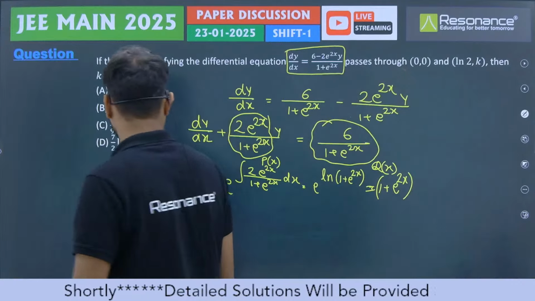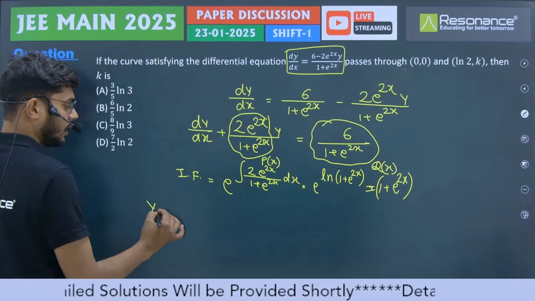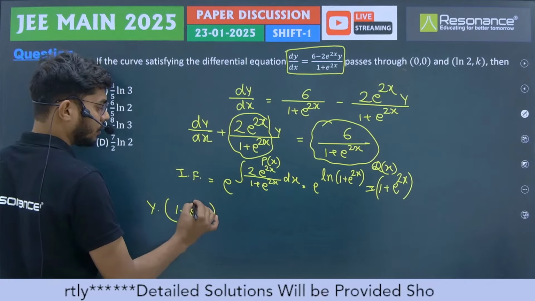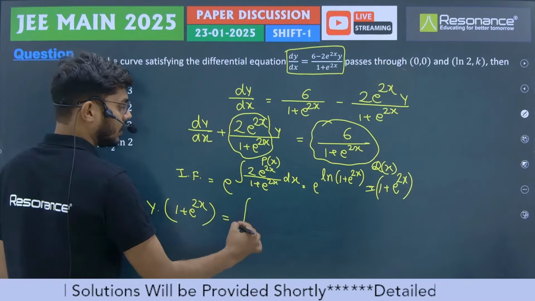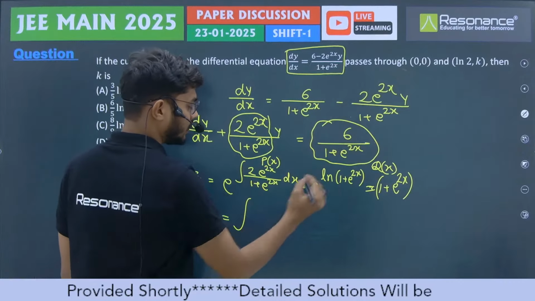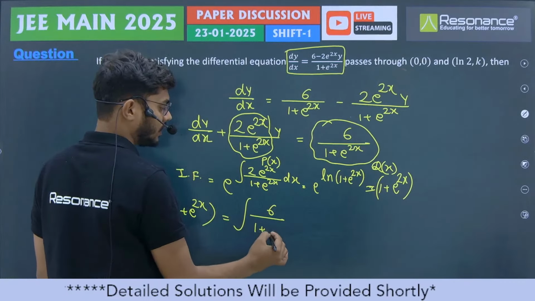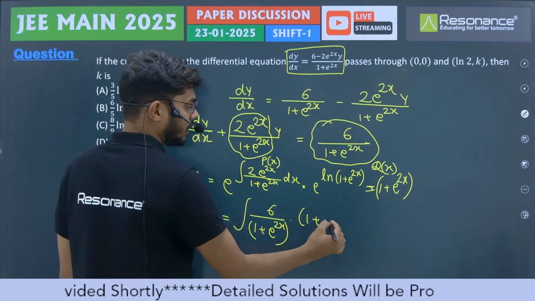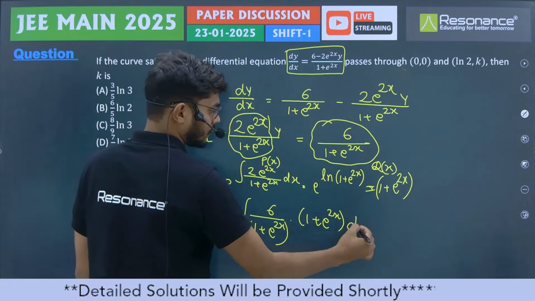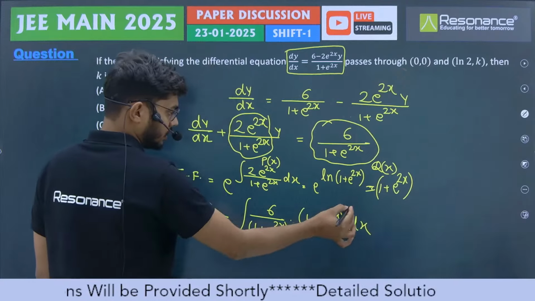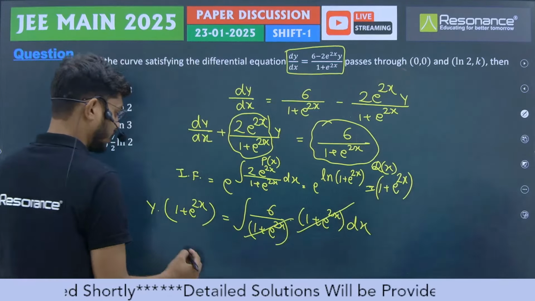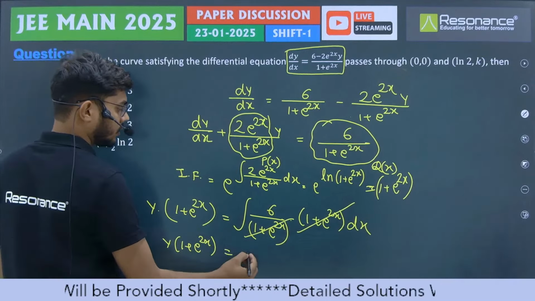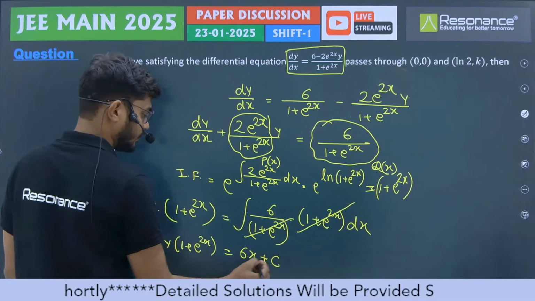What is the formula? The formula is y into integrating factor, which is nothing but 1 plus e to power of 2x, equal to integration of q x. q x is nothing but 6 upon 1 plus e to power of 2x into integrating factor again 1 plus e to power 2x dx. This term will cancel out. Integration of 6 is nothing but 6x plus c.